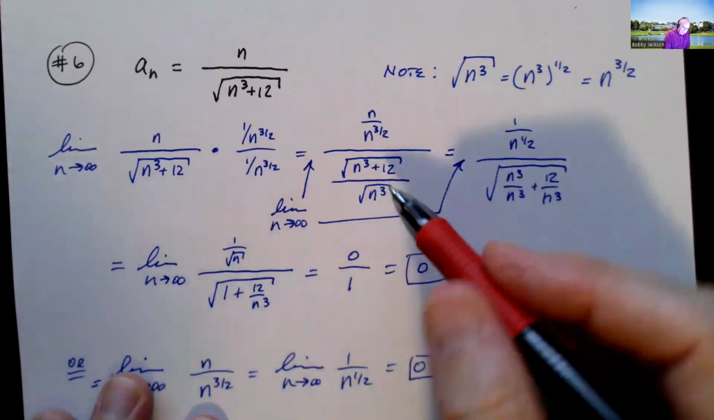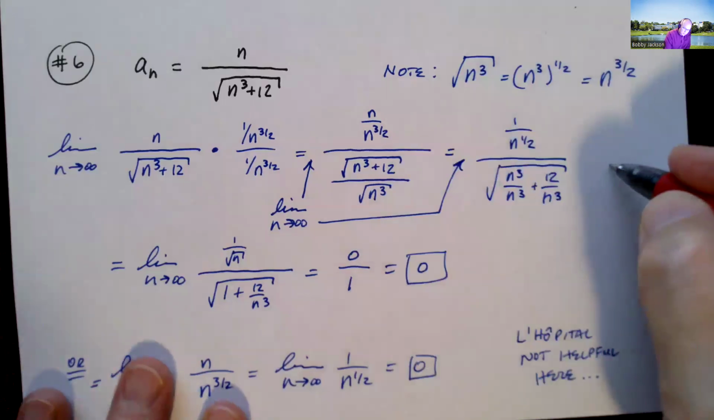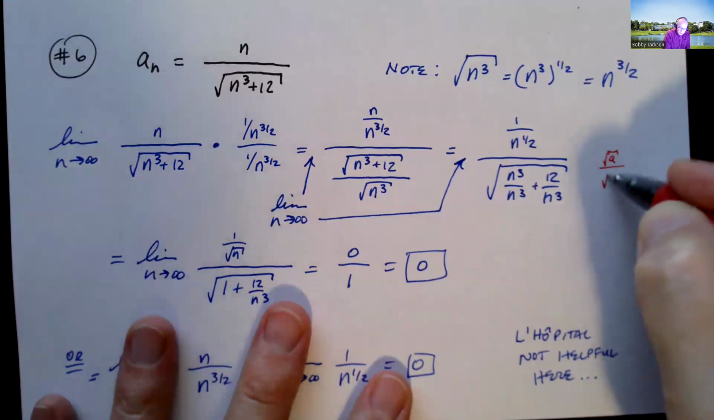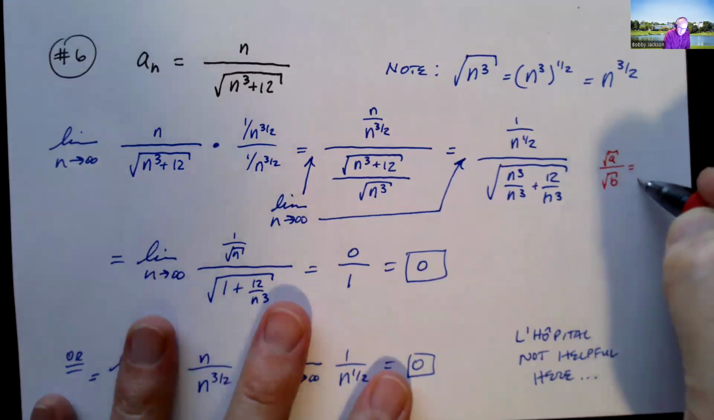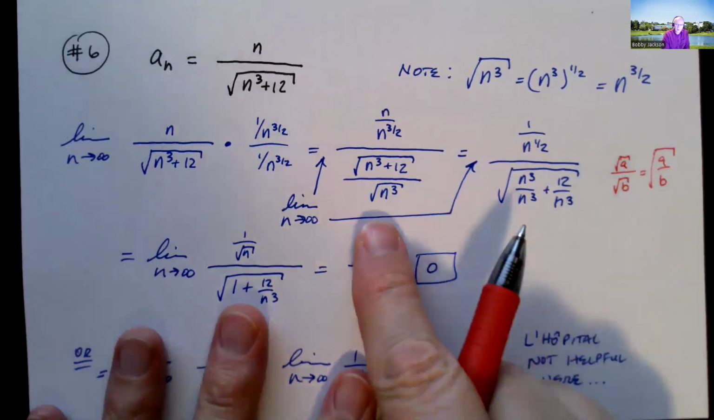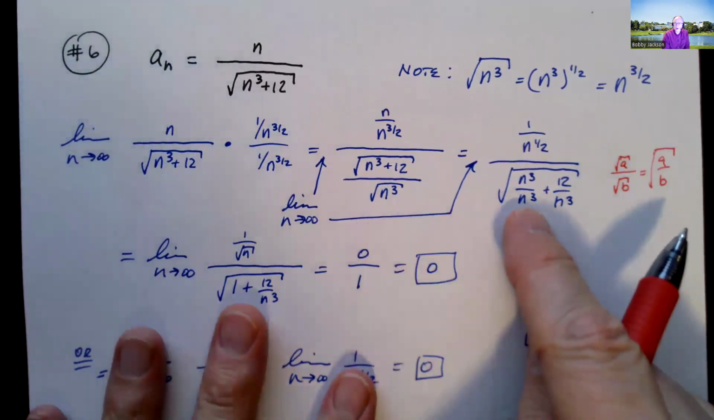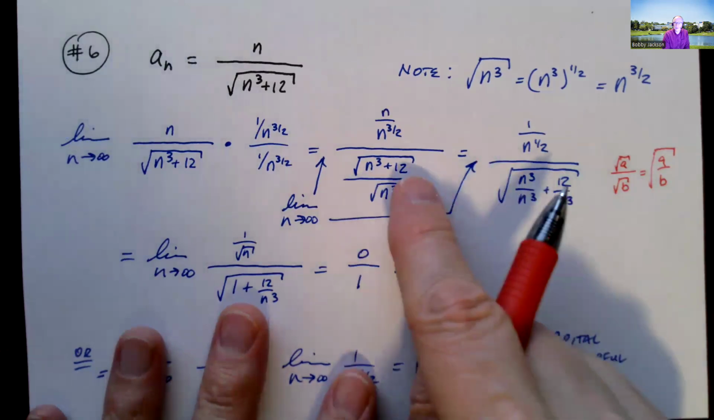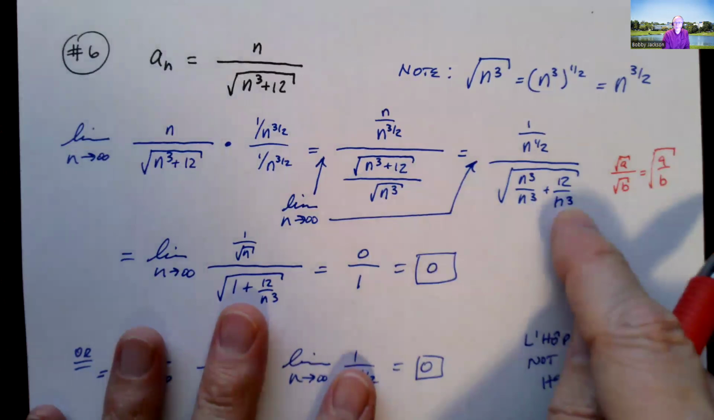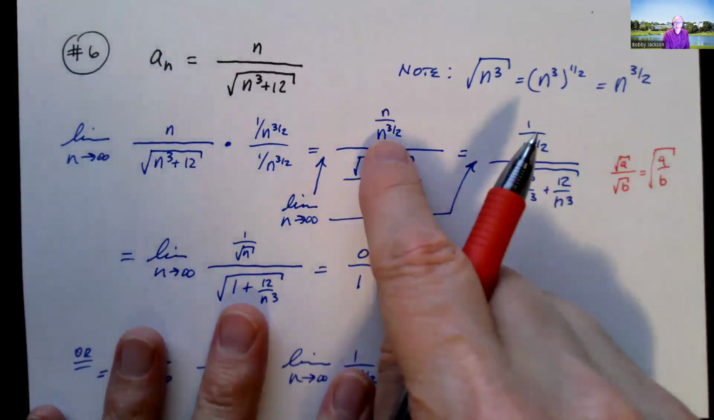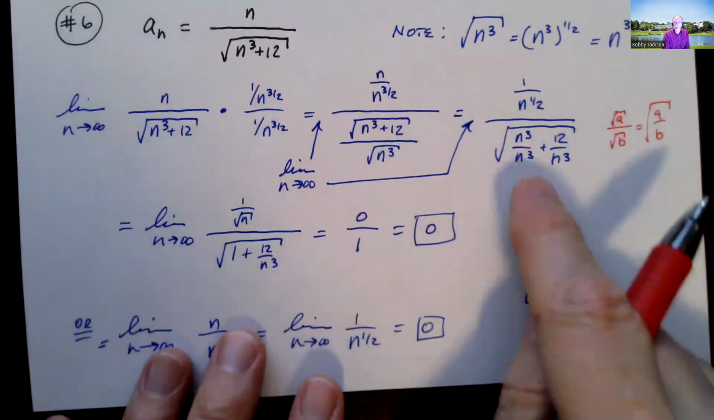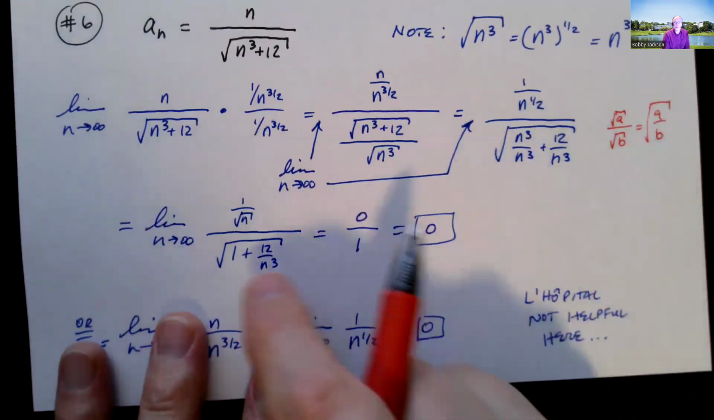And the reason I do that is if we have the square root of a divided by the square root of b, that is the square root of a divided by b. And that's what I've done. I've written it this way, and then divided both n cubed and 12 by n cubed, right? Distribute that through. Simplify: n divided by n to the 3/2 is just 1 over n to the 1/2. And then, of course, n cubed divided by n cubed is 1.